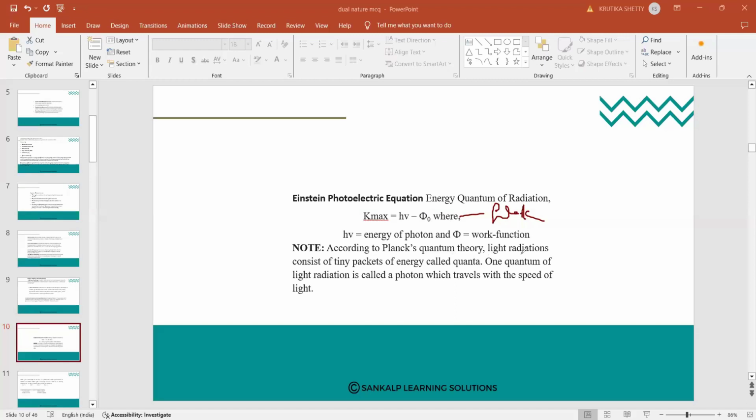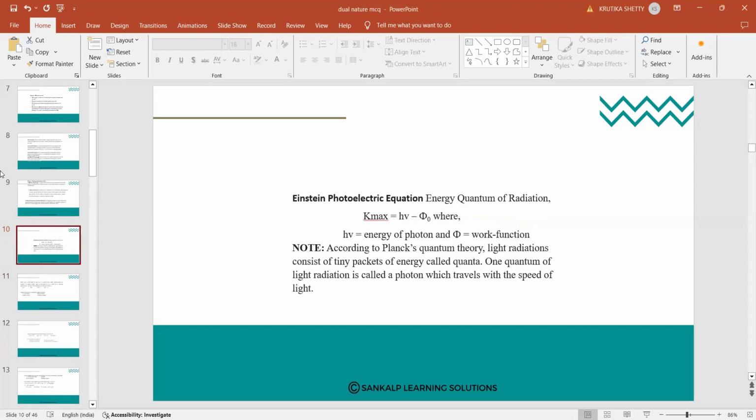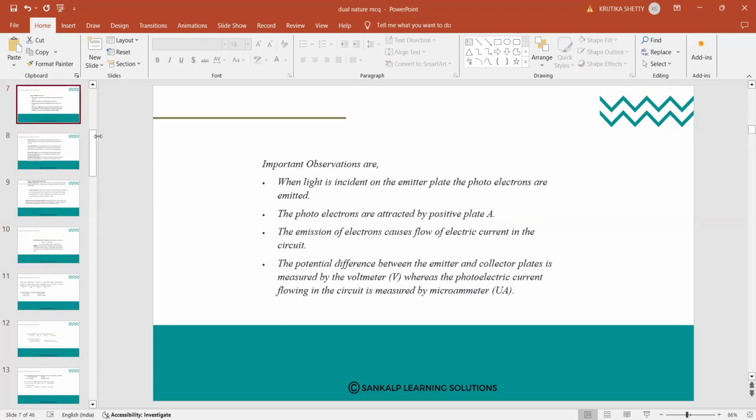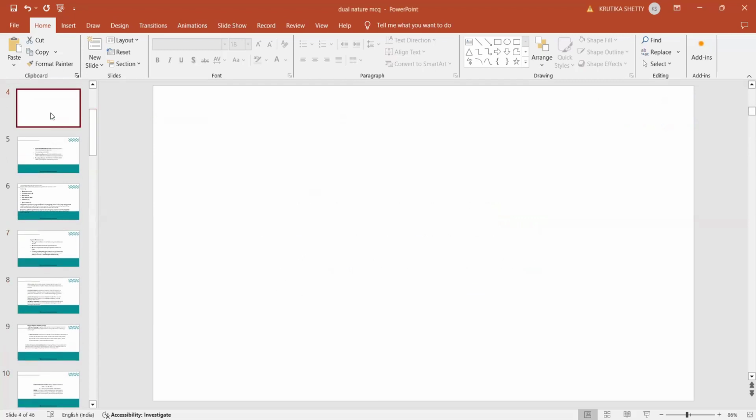So according to Planck's quantum theory, light radiations consist of tiny packets of energy that are called as what? Quanta. So one quantum of light radiation is called photon, which travels with the speed of light. Yes. So now students, you need to remember the next point, that is Einstein's relation, which is very, very important. 3 marks question they will ask, sometimes 2 marks also they will ask. So what is Einstein's explanation for the photoelectric effect experiment?